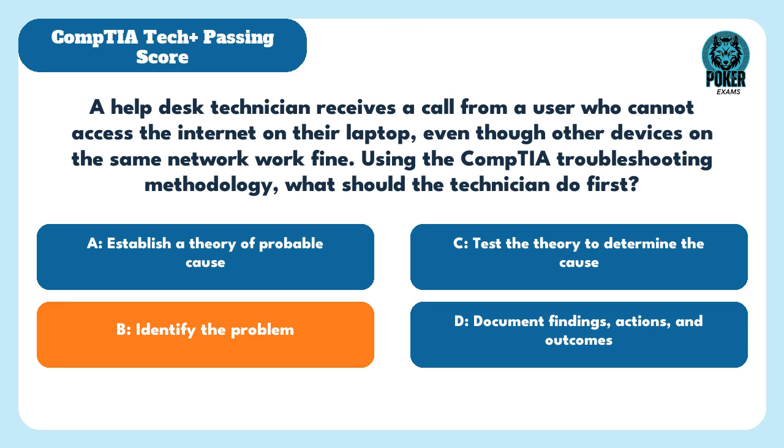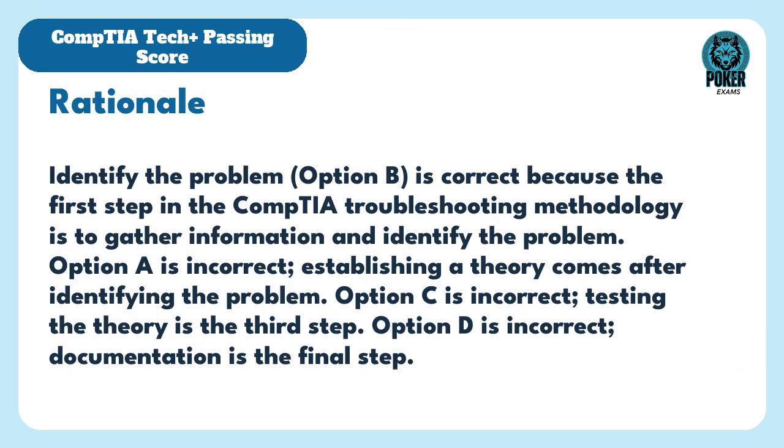The correct answer is B. Rationale. Identify the problem, option B, is correct because the first step in the CompTIA troubleshooting methodology is to gather information and identify the problem. Option A is incorrect. Establishing a theory comes after identifying the problem. Option C is incorrect. Testing the theory is the third step. Option D is incorrect. Documentation is the final step.